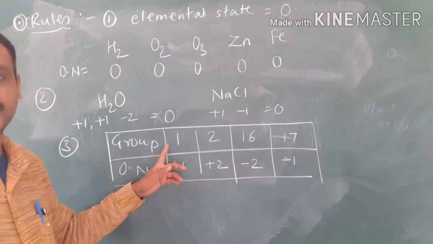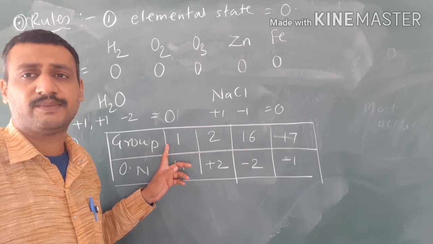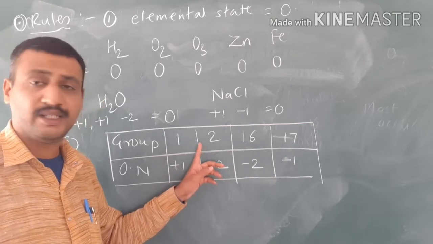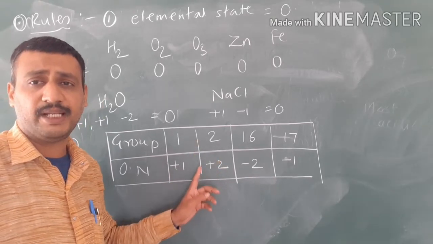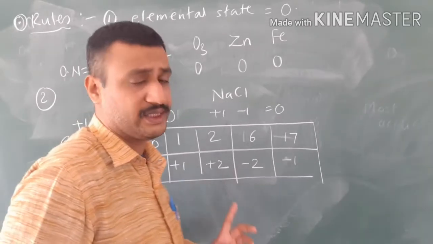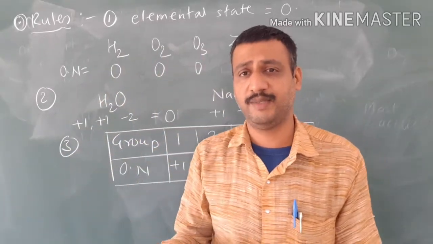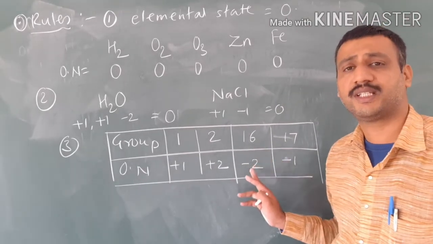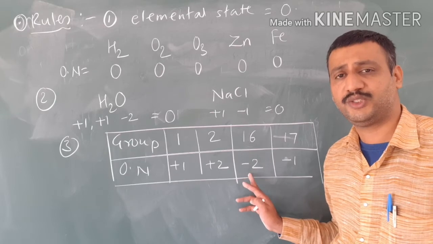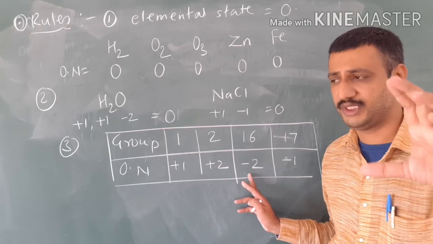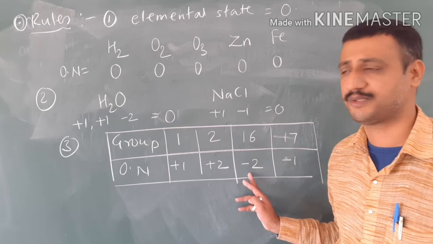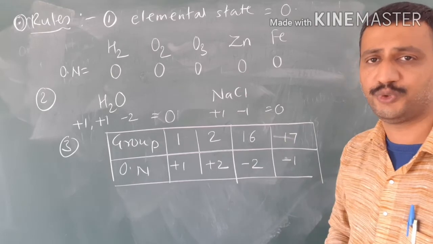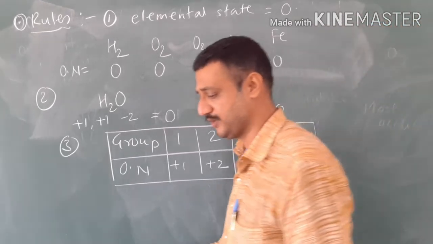Group number 1 means what? Whenever you see lithium, sodium, potassium, rubidium or cesium in a compound, its oxidation number is +1. Group 2 elements, beryllium, magnesium, calcium, strontium, barium, show the oxidation state +2. I am not taking the name of the last elements because they are radioactive: francium, radium. Group 16 elements, oxygen, sulfur, selenium, tellurium, polonium, show the oxidation state -2. In case of oxygen, some exceptions are there that I am going to explain. Group 17 elements, fluorine, chlorine, bromine, iodine, will show the oxidation state -1. The exceptional part I'll explain now.